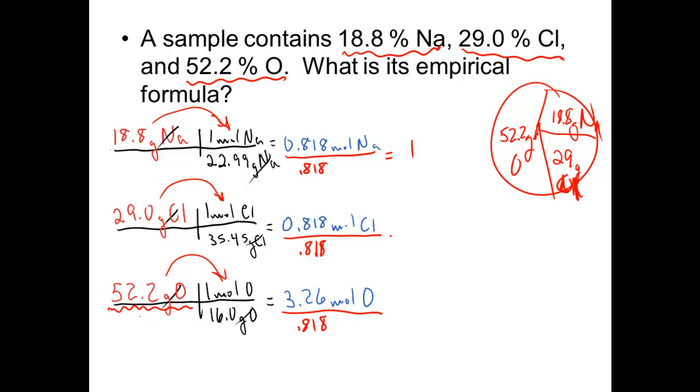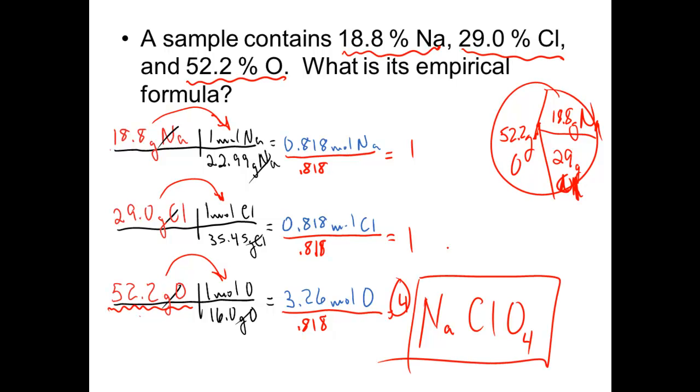And that gives us a ratio of 1 sodium. So in our compound, we're going to say 1 sodium, 1 chloride, and 3.26 divided by 0.818 is 4. So that gives us 4 oxygen in our compound. And that formula would make sense because here we have the sodium ion, and this looks like something called perchlorate. So sodium perchlorate, and that's certainly an acceptable formula.